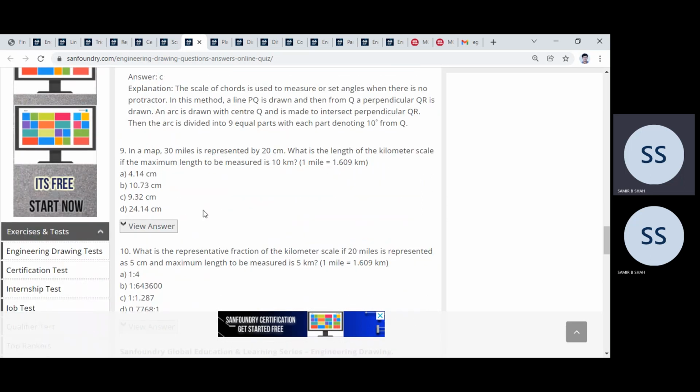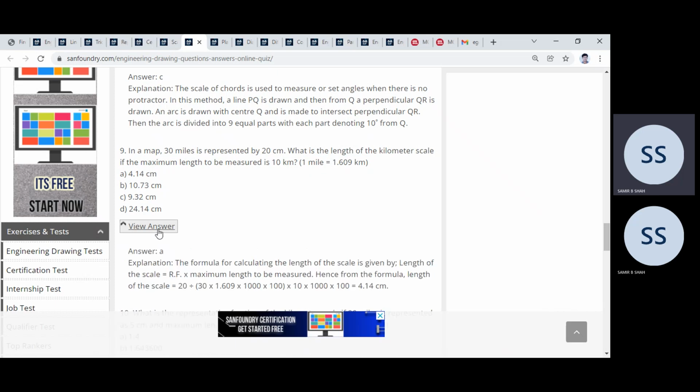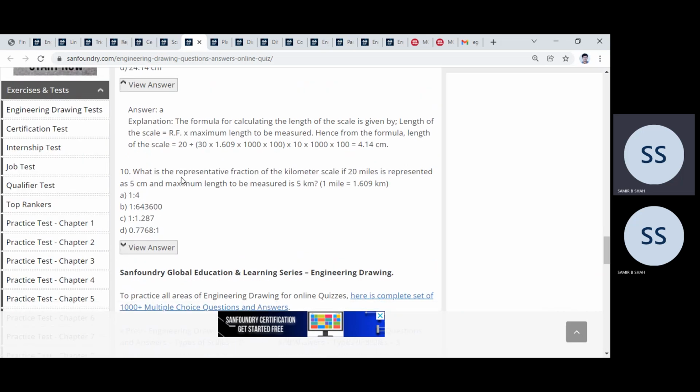Now next one. In a map, 30 miles is represented by 20 centimeter. What is the length of the kilometer scale if the maximum length to be measured is 10 kilometer? Here one relation is given to you, that is 1 mile is equal to 1.609 kilometer. Most probably the relation is not given to you in the exam, so at that time you have to remember the relations and try to convert into centimeters. So the answer may be 4.14 centimeter.